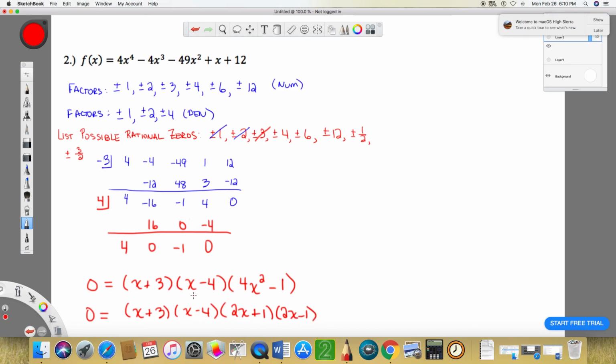So now we have this completely factored, and we can list our zeros. We've got -3, a positive 4, a -1/2, and a positive 1/2. The original polynomial function was of degree 4, and we have 4 different zeros, so we found all of them. We don't have to come in and list the multiplicities, but they are all 1, they're all odd, so at each 0 the graph is going to cross over the x-axis.